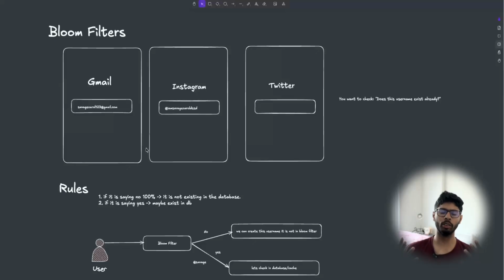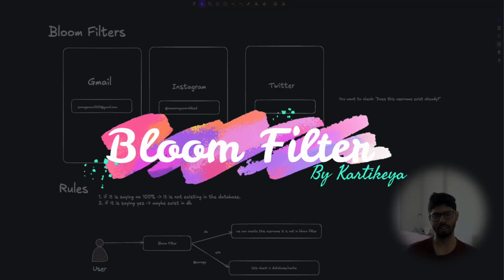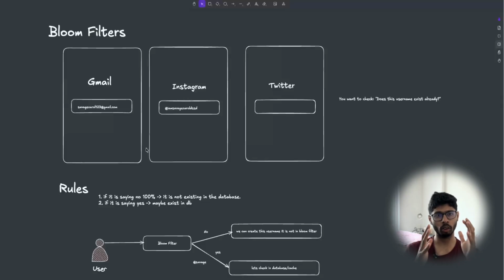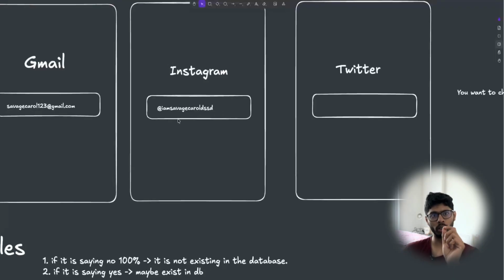Today in this video, we are going to study about bloom filters. So first of all, let's understand what the actual problem is. If you take an example of Instagram, Gmail or Twitter, first of all, you are going to type your username, and whenever you type your username, it will tell you whether this username already exists or not.